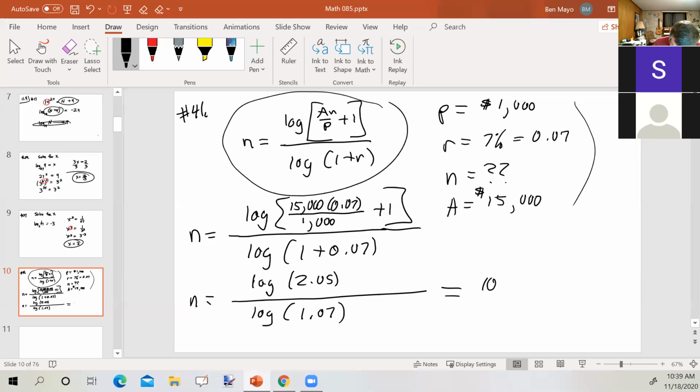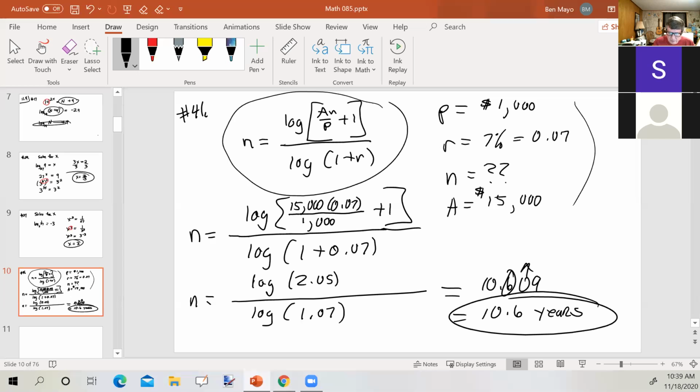And I get 10.609. It said round to 1 decimal place. So with the 6, the 0 would round down. So we're going to get 10.6 years. Any questions about that before we go on? Again, you don't want to approximate anything before the very end of the question. Okay.